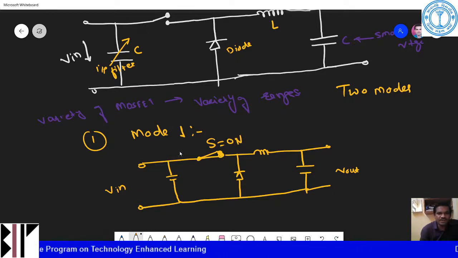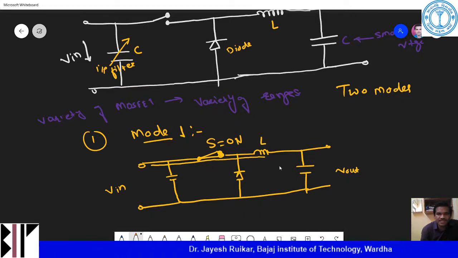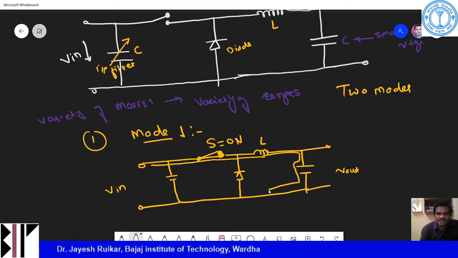If S is on in mode 1, what is the current direction? Current will flow from this direction. The switch is closed, so it will go through this inductor, and then towards this capacitor, and then it goes to your negative side, the negative supply.